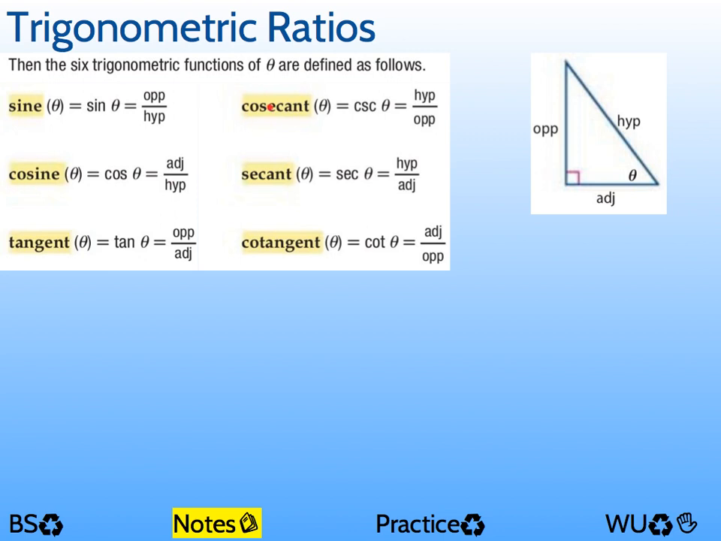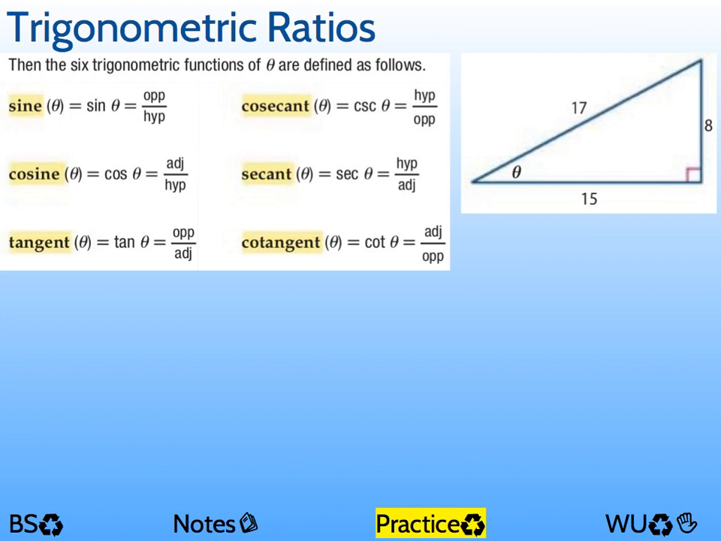I know it would be really nice if the two ones with co matched up and the two without co matched up, but unfortunately they don't. Sine goes with cosecant. You will be receiving notes in class with this exact thing on it. However, if you ever forget, you can remember the easy acronym SOHCAHTOA. That just stands for sine is the opposite over hypotenuse, cosine is the adjacent over hypotenuse, and tangent is the opposite over the adjacent.